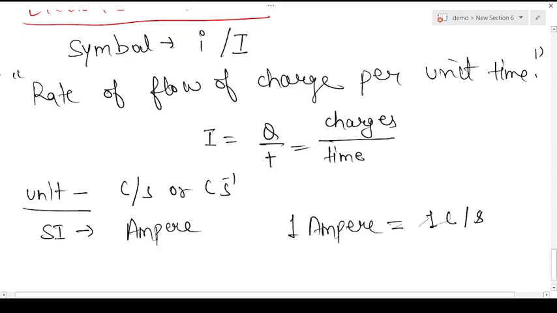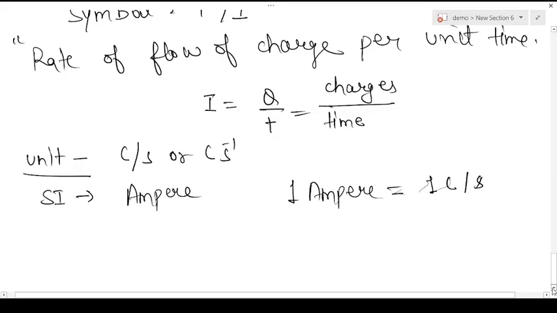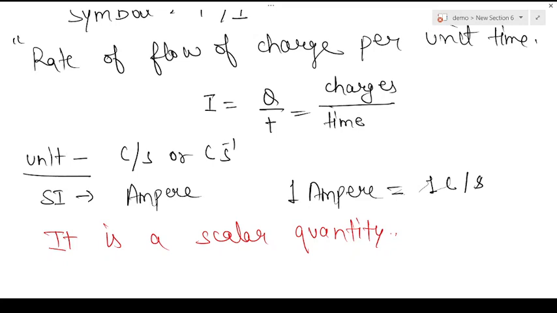And when we classify the electric current based on direction, whether it will have direction or not, it is called a scalar quantity. It is a scalar quantity, but it will have direction. How is that direction not considered? Because direction can be only two.